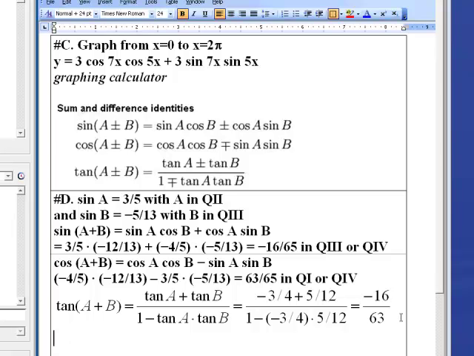in quadrant 2 or quadrant 4, and we have complete overlap for all of these here only in quadrant 4. And with that, I conclude the problem section on the section sum and difference formulas.